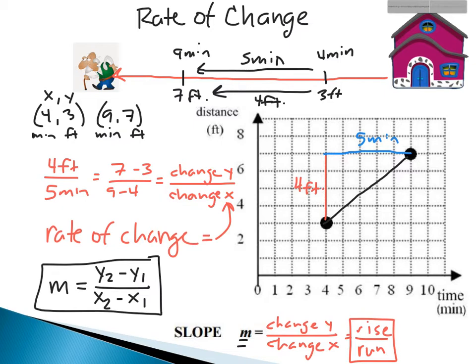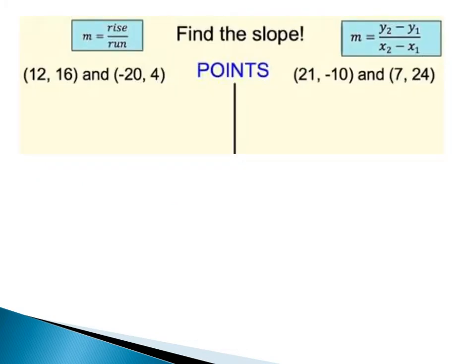Okay, so rate of change and slope describe the same thing. They describe how one variable changes in relation to the other. All right, so very good. So now we're going to apply this. Let's see if we can take the same idea and now find the slope between any 2 points.